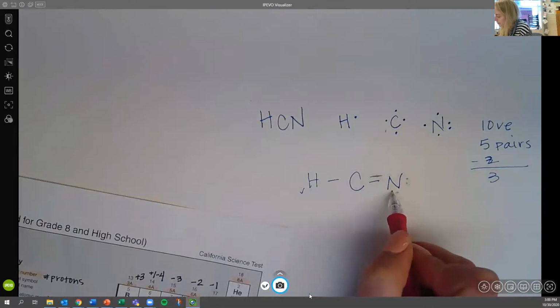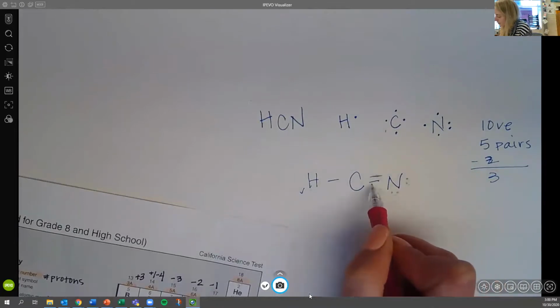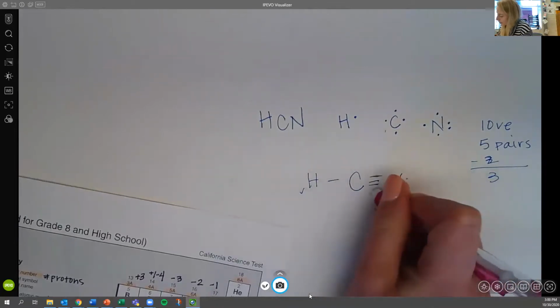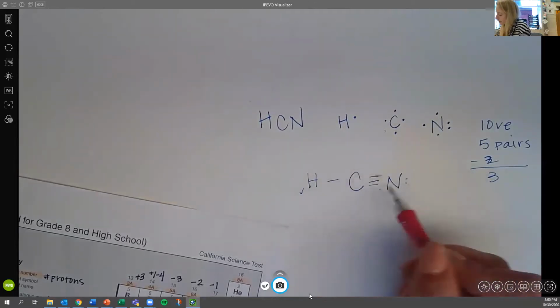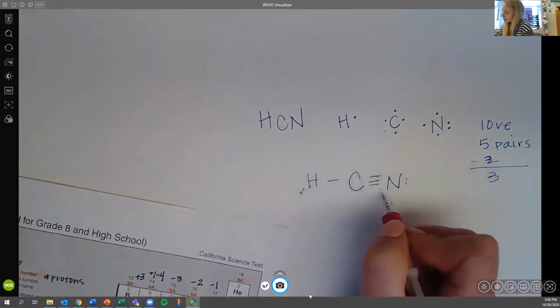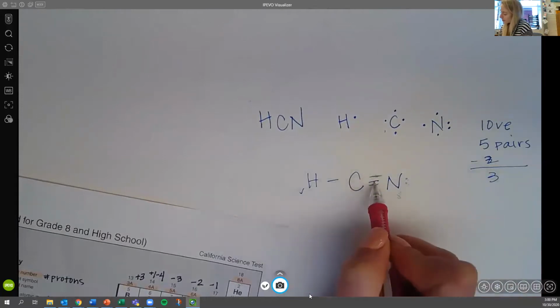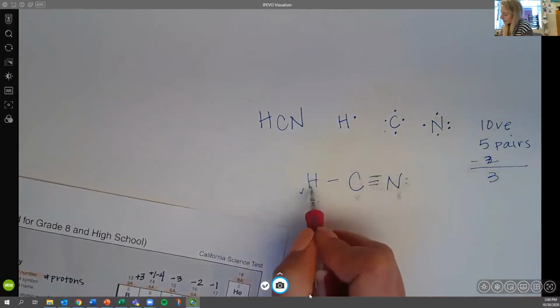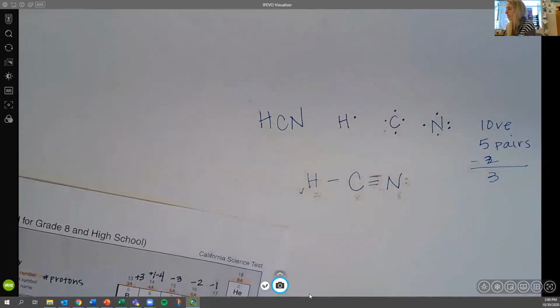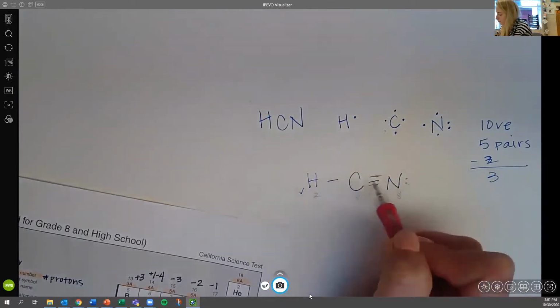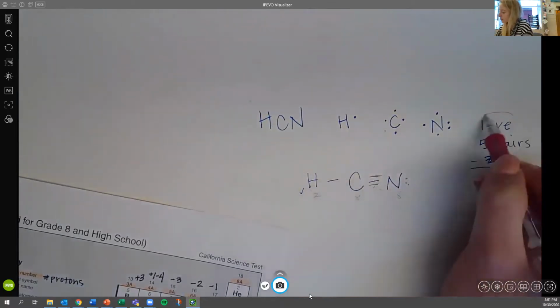So now we're going to take this pair and we're going to move it into the triple bond. Now when we check, we've got 2, 4, 6, 8 around nitrogen, 2, 4, 6, 8 around carbon, and 2 with hydrogen. So everybody's happy, and we've only used 2, 4, 6, 8, 10 electrons, which is how many we had to use.